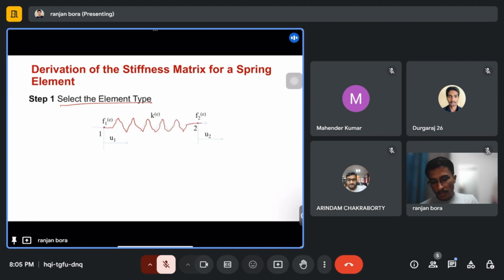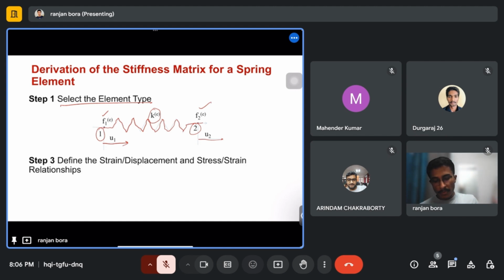These are two nodes, 1 and 2, and K is the stiffness of the spring. U1 is the displacement at node 1, and U2 is the displacement at node 2, and F1 is the force acting at node 1, and F2 is the force acting at node 2. The second step is to define the displacement equation. Here you can see the displacement equation, delta equal to U2 minus U1.